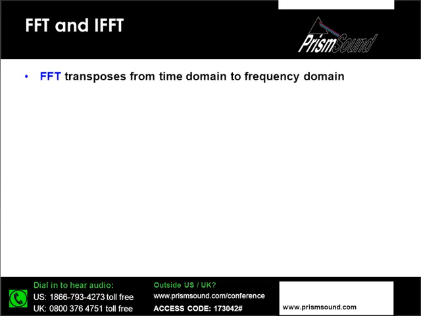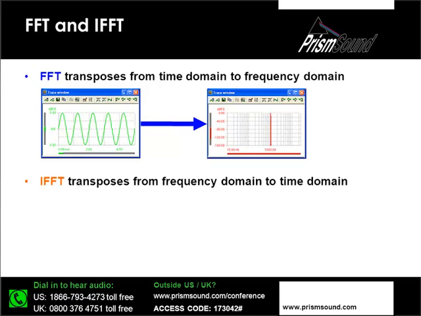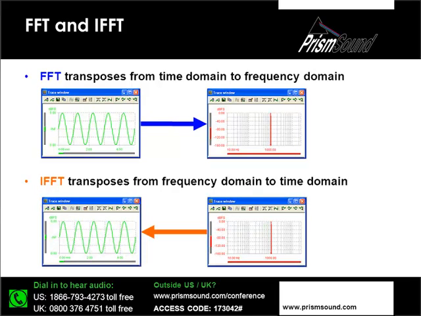So we actually have two tools available for this kind of analysis. One is called the fast Fourier transform, the FFT, and this, as we've discussed, transposes our signal from the time domain, so digitized time domain samples, into the frequency domain to give us a spectrum. The inverse FFT, or the IFFT, does the opposite. It transposes from the frequency domain into the time domain, so it takes a spectrum and gives us the equivalent time domain signal associated with that spectrum.